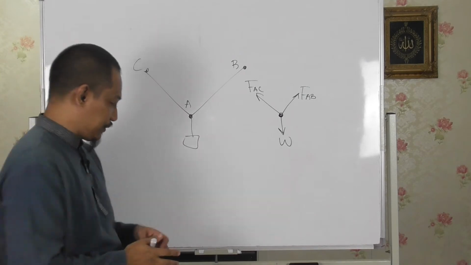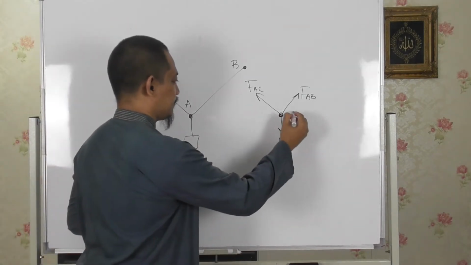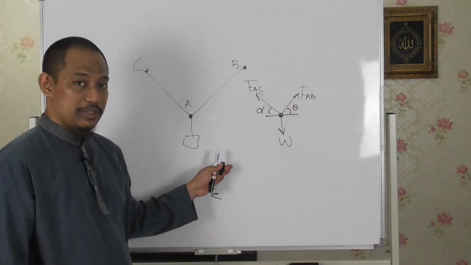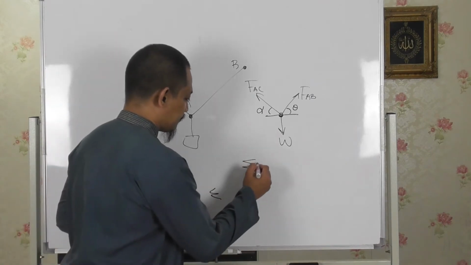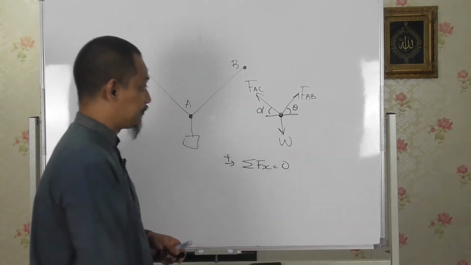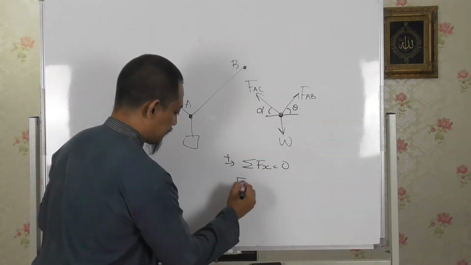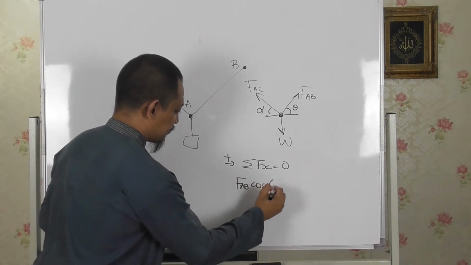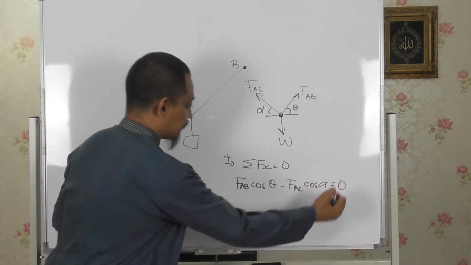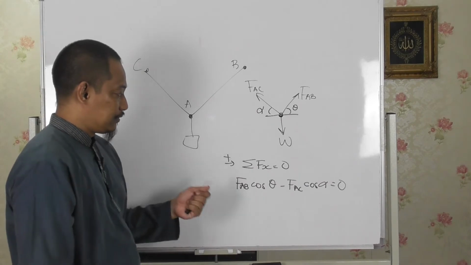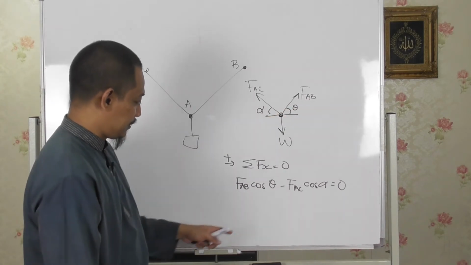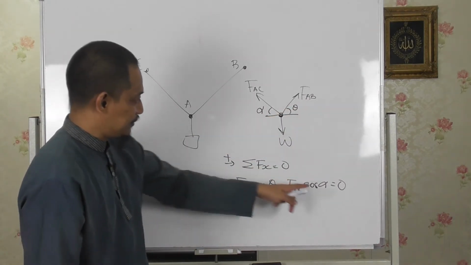So let's say we have theta here and alpha here, right? When you do summation of forces, for example, summation of Fx equal to 0, taking the right as positive, I should have, for example, FAB cos theta minus FAC cos alpha equal to 0, right? Now, this FAB, the force AB, is this one. Theta is this one, FAC is this one, alpha is this one.